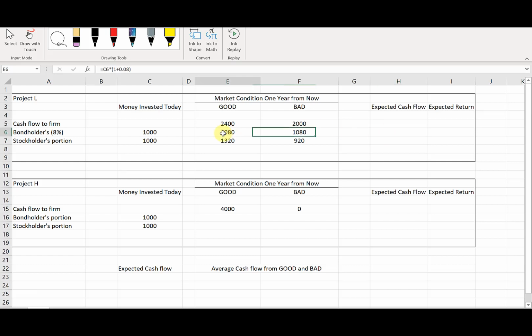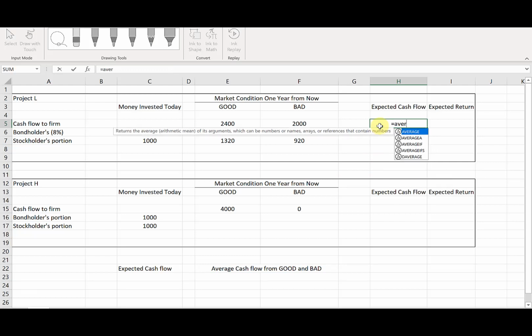Since we don't know the probabilities with which scenario good and scenario bad will happen, we're going to assume that they are equally likely. So there's a 50% probability that the scenario will be good and a 50% probability that the scenario will be bad. In a case like that, when you're calculating the expected cash flow, you can just take the average between the scenarios, given that they're equally likely. So this would be equal to the average, and you can do this by hand too.